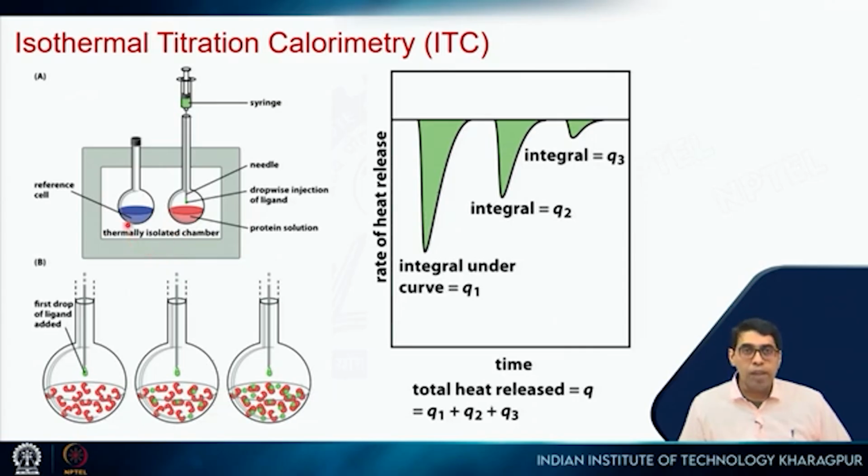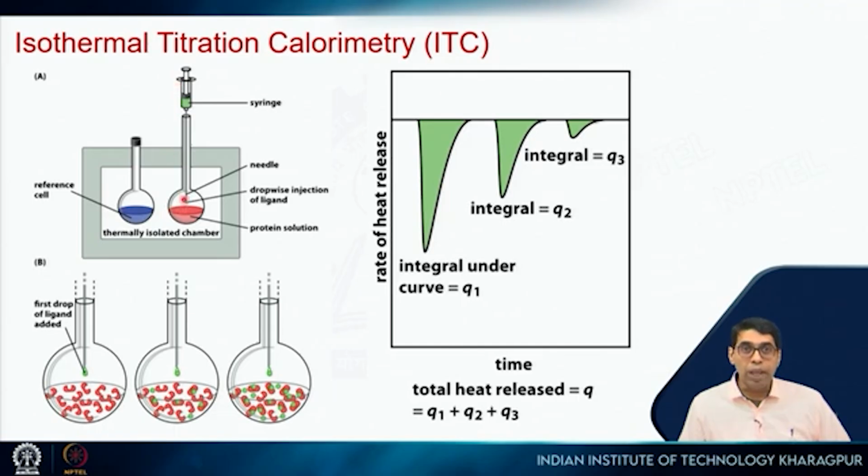There is a reference cell and then there is the reaction cell, right, and both are in the same isolated chamber, both have exactly the same volume. In the reference cell you fill in your buffer. So, if your protein is in, let us say, PBS buffer, you will add the same PBS buffer here, and in this case you will add the protein solution, right. Then there is this syringe which will have the ligand. This can be a small molecule, another protein, DNA, anything.